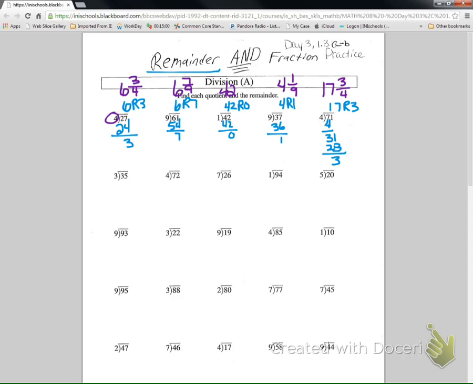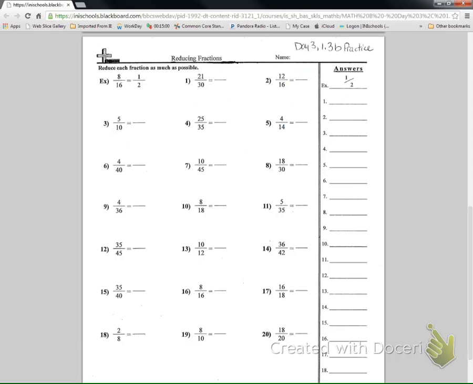So on the rest of this practice, you want to solve all of these, write your final answer both in remainder form and in fraction form. When writing answers in fraction form, it's also important to remember that the fraction that you write can sometimes need to be reduced. So if you turn the page, there is a whole practice on just reducing fractions. When you're reducing a fraction, you're trying to think of the biggest number that divides evenly into both the numerator and the denominator. So the first one is an example, 8 over 16 reduces to 1/2.